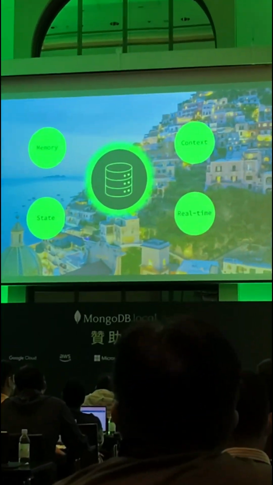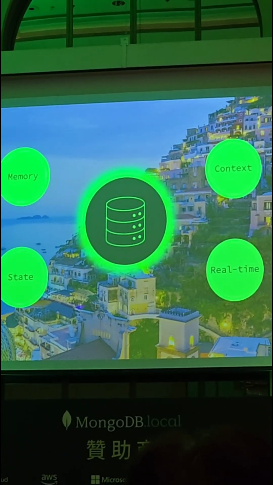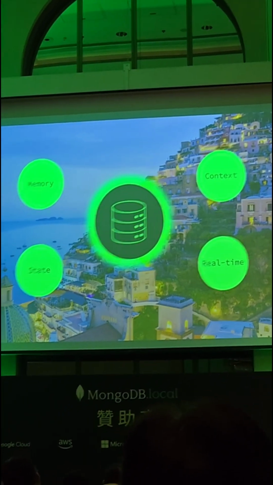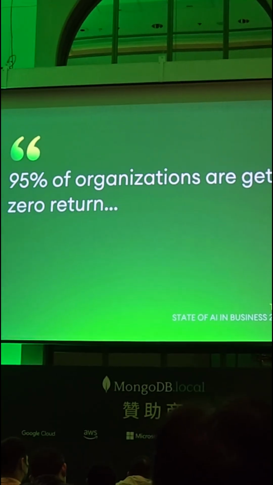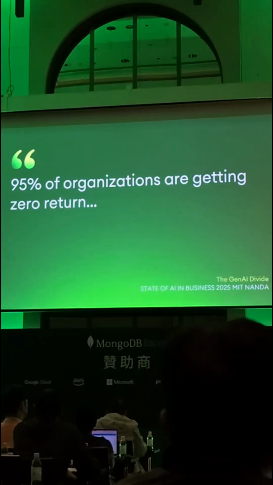So these are the four states of the database. It has memory, what kind of details are there, that is context. It is handled in real time, and the state means what kind of state it is in, like an active state or passive state.